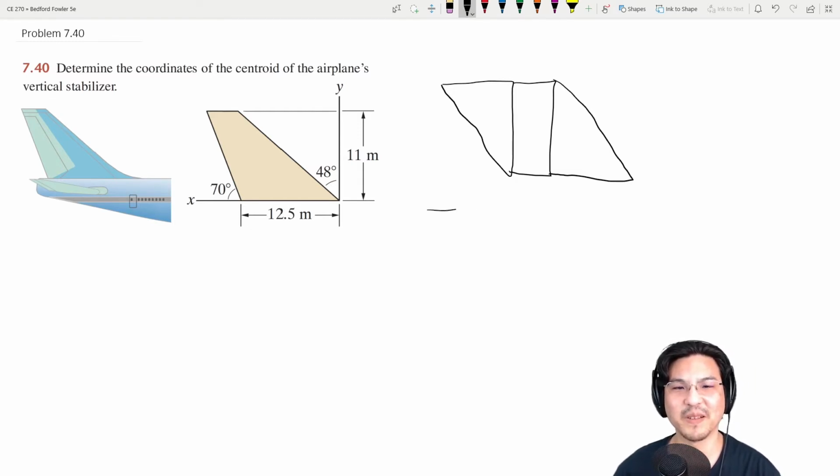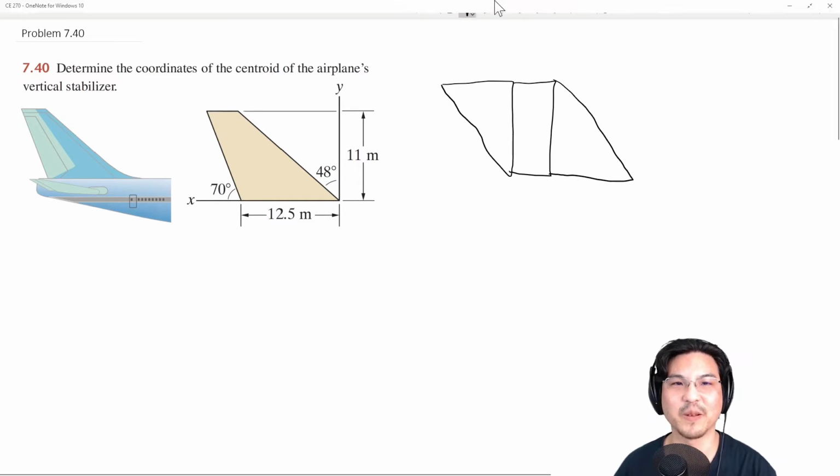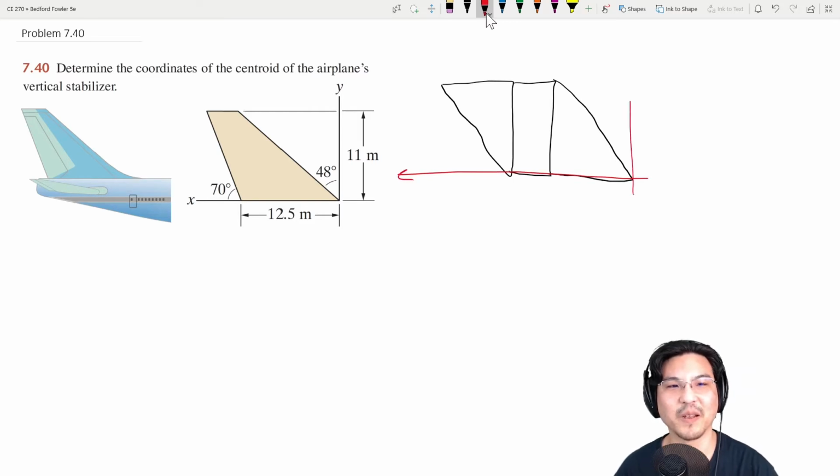And it looks a little bit like 2 triangles like this. But I think if we run the numbers, this distance is a little bit shorter than 12.5. So let's give it a try. So let's work out the geometry. Let me make note of the coordinates here also. So we have x this way and y this way. And we have 48 degrees here, which is the same as here. We have 70 degrees here, which is the same as here.